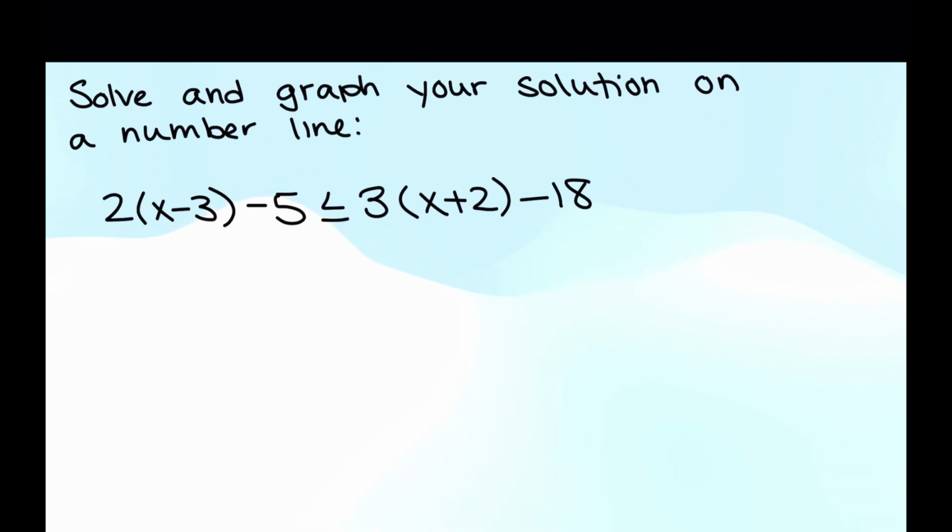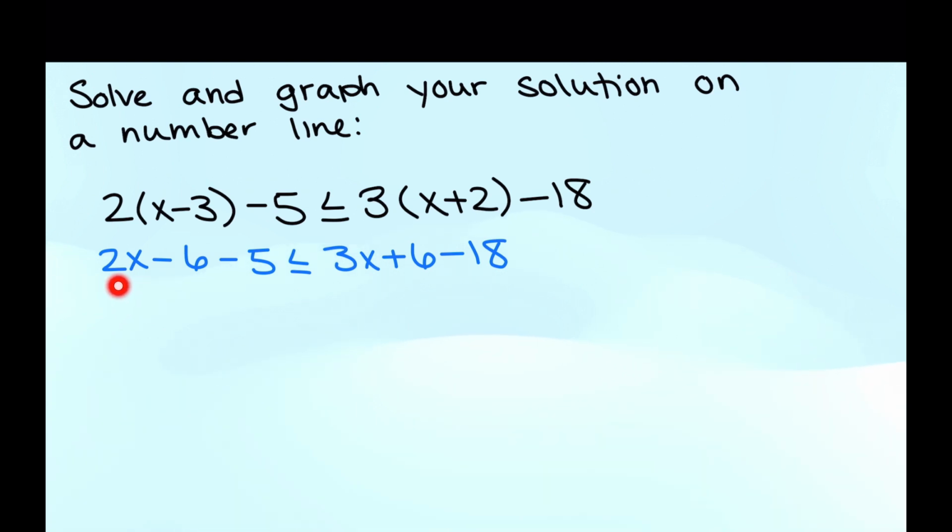All right, here's my next example. This one's going to require a little bit more simplification. We've got 2 times the quantity x minus 3, then minus 5, less than or equal to 3 times the quantity x plus 2, then minus 18. So just like when we were working with equations, first thing I'm going to do is distribute. Get rid of those parentheses. So I'm going to take 2 times x minus 3. That gives me 2x minus 6. And we still have the minus 5, less than or equal to.